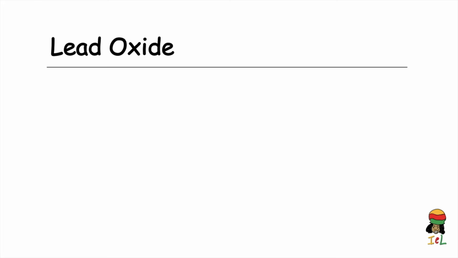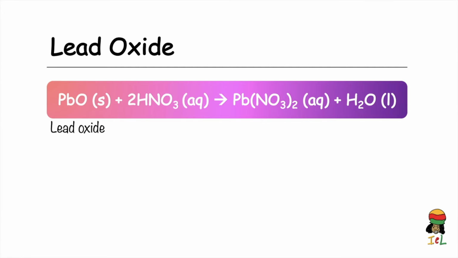Lead oxide can react with an acid such as nitric acid to produce the salt lead nitrate, Pb(NO3)2, and water. In this reaction, the lead oxide functions as a base. And we know it's a base because it's reacting with an acid and the products are the salt and water.